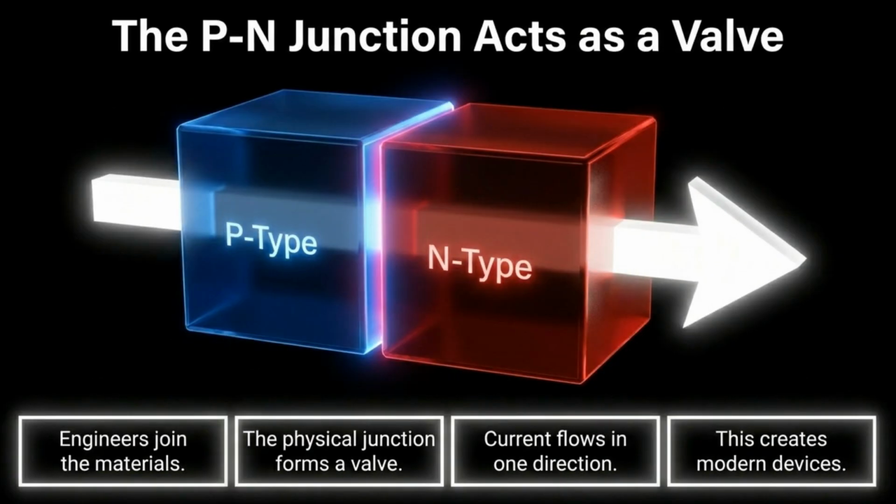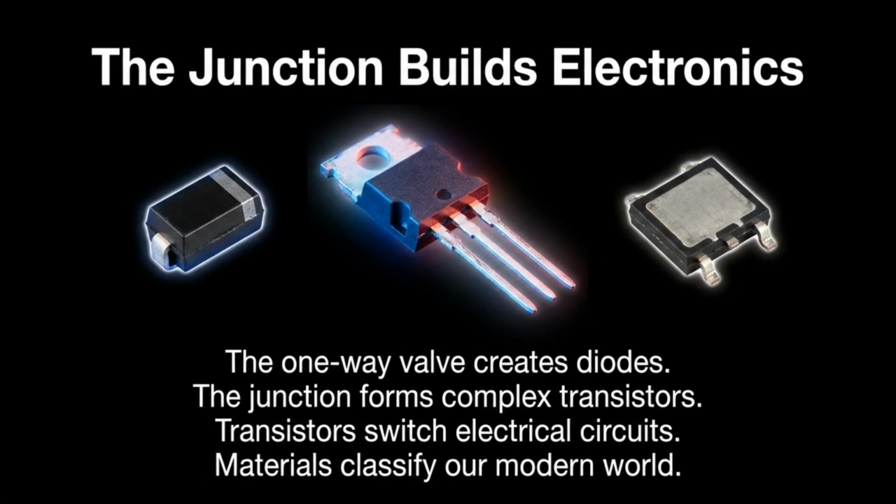Joining these materials forms a PN junction, which acts as a one-way valve. This physical junction allows current to flow in only one direction, which is essential for creating modern electronic devices. The junction is the foundation for building various electronics. It creates simple diodes and more complex transistors, which are used to switch electrical circuits, classifying our modern world of technology.